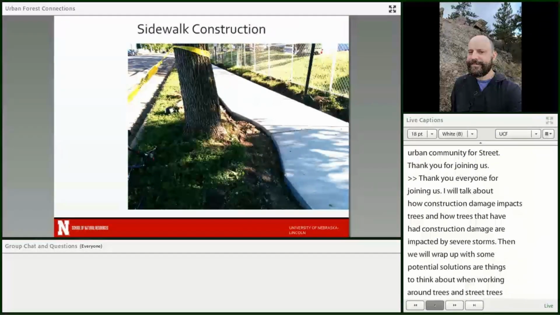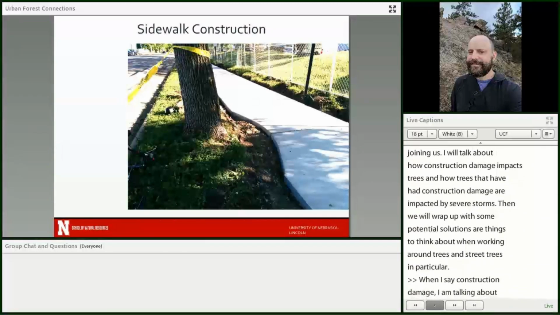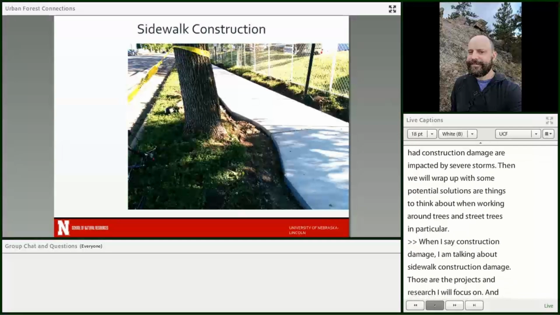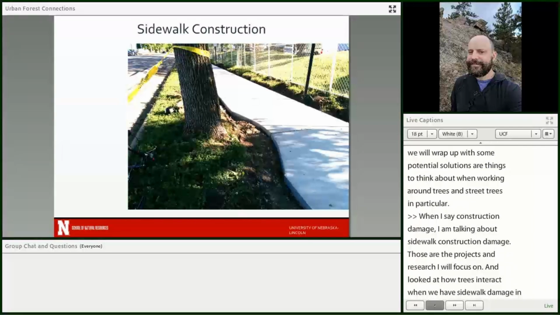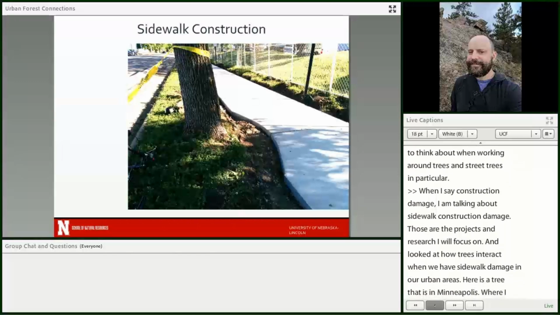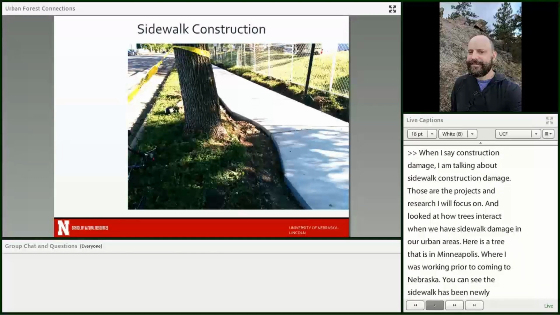So when I say construction damage, I'm really talking about sidewalk construction damage. Both of the two projects and research that I'm going to focus on today really looked at how trees interact when we have sidewalk damage in our urban areas. So here's a tree. This is actually in Minneapolis, where I was working prior to coming to Nebraska. And you can see that the sidewalk has been newly replaced. This is right by an elementary school where the school had been being redeveloped.